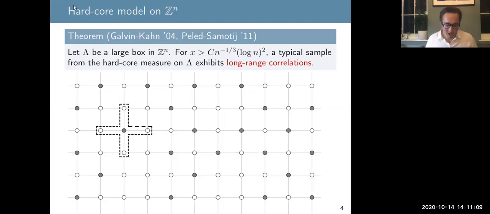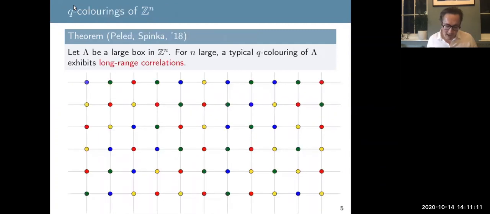Great. So Peled and Spinka do the same thing, but now with this other example we've been looking at, which is Q-coloring. So suppose I take a large box in Z^n and take a uniform Q-coloring. Here I've used 4 colors. What does it mean to have large-scale structure in this case? Well, here we might expect on one sublattice to see 2 colors, and on the other sublattice, the other 2 colors.